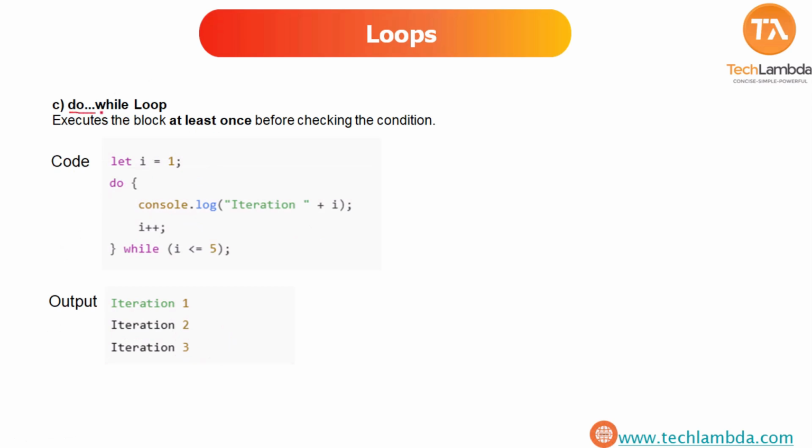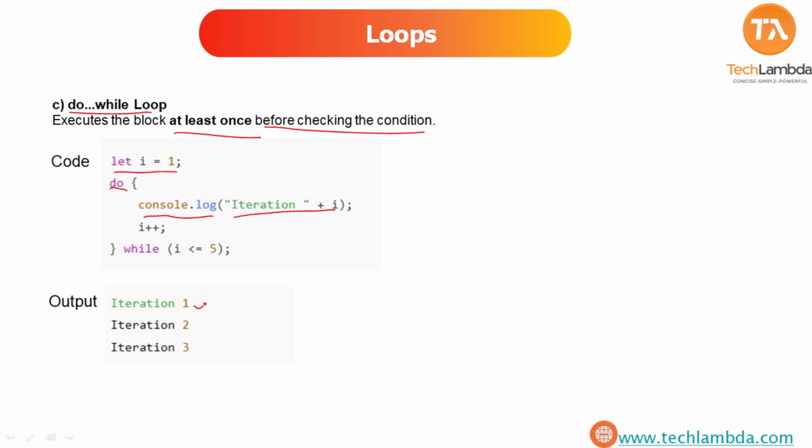Now there is a do while loop. It executes the block of code at least once before checking the condition. So we take a let variable i that is 1. Now, do what? It executes the code at least once, right? So in do, that is console.log, it prints the statement "iteration" plus i.